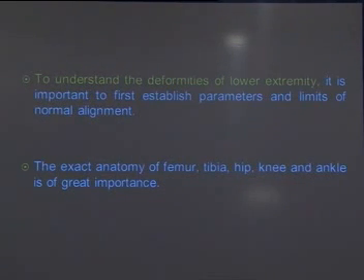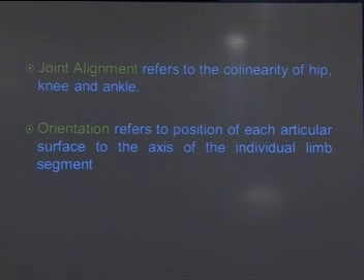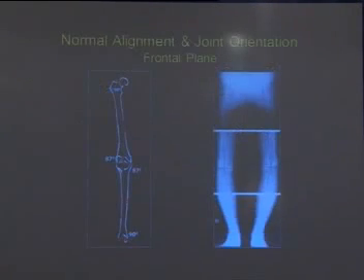To understand the deformities of the lower extremity, it is important to first establish the parameters and limits of normal alignment. The exact anatomy of the femur, tibia, hip, knee and ankle is of great importance. There are two components, joint alignment and joint orientation. Joint alignment refers to the collinearity of the hip, knee and ankle. Orientation refers to the position of each articular surface to the axis of the individual limb segment.